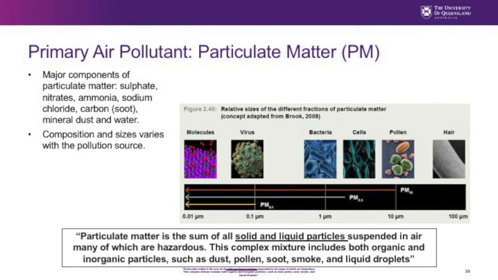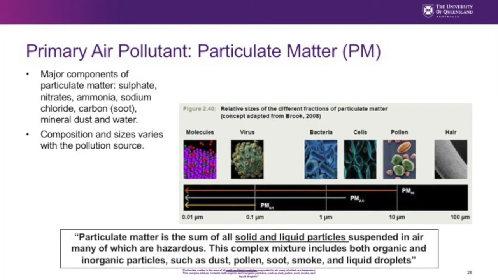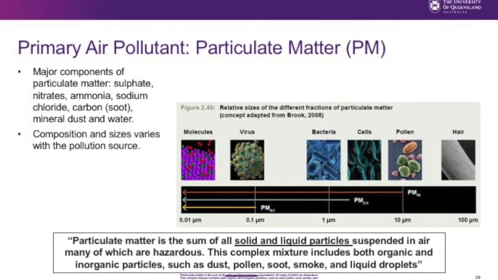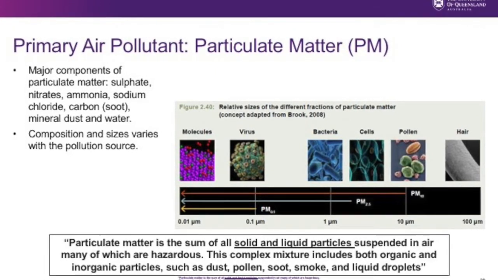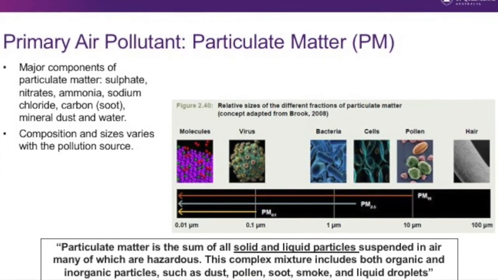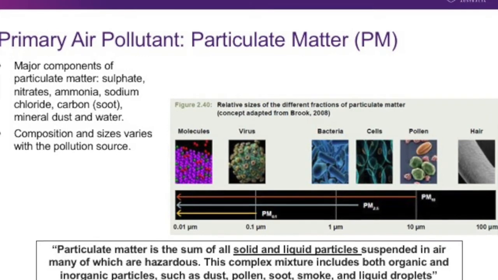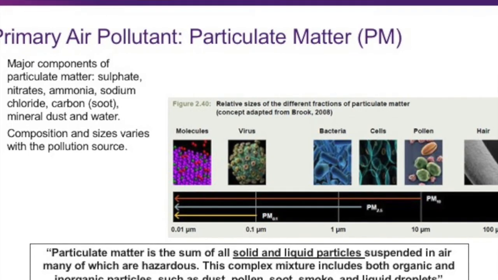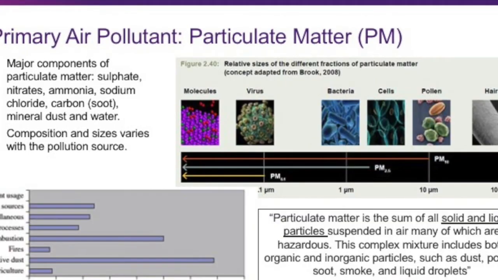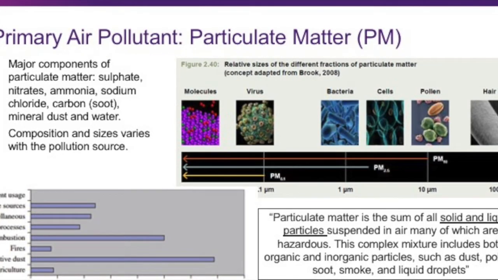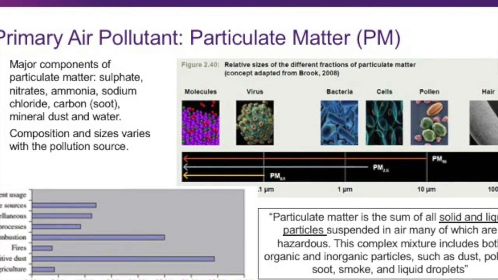Another primary pollutant is particulate matter. The problem with particulate matter is the size of this matter. It can come from natural sources, and it can come from anthropogenic sources. These are solid particles that are combined with liquid droplets, and this size of particles can enter the lungs and can create health problems. So major components of particulate matter include sulfate, nitrates, ammonia, sodium, chloride, carbon, mineral dust, and water. And the composition and sizes vary a lot.